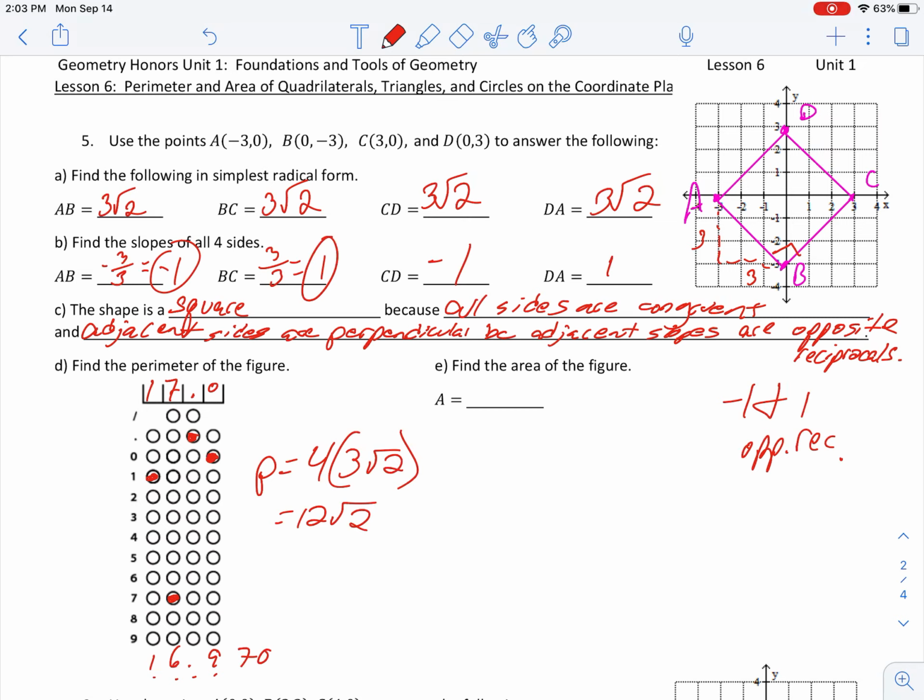The area of a square we've talked about before is the side squared. 3 root 2 squared. We've done a lot with Pythagorean theorem. And eventually we get what? 18.